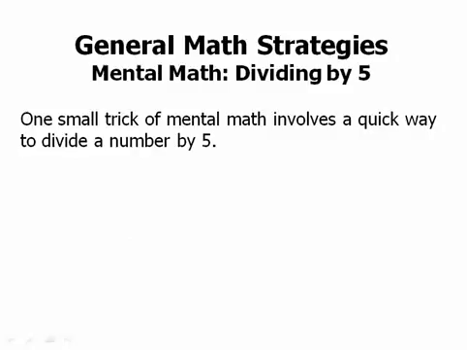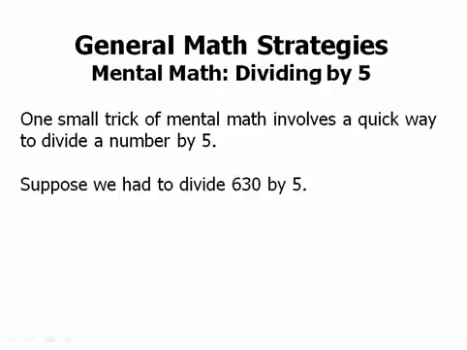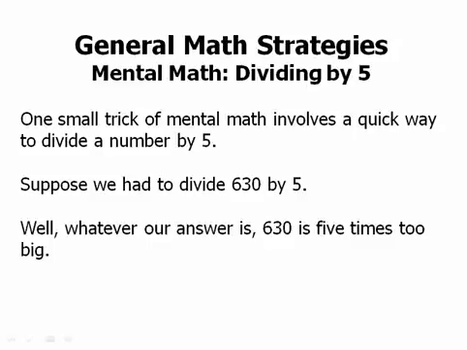One small trick of mental math involves a quick way to divide a number by 5. Suppose we had to divide 630 by 5, and we're going to do this entirely without even touching a calculator. Well, whatever our answer is, 630 is 5 times too big.